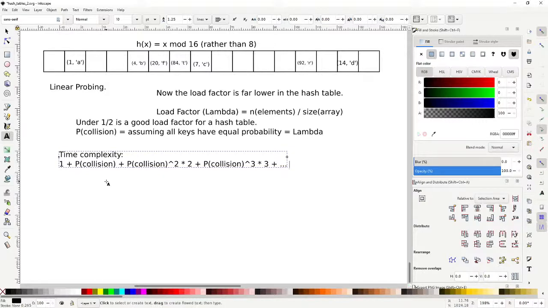And the reason why it's going to be like this is because of the cost. And now we're assuming that collisions are independent. So if collisions aren't independent, or the load factor is too high, and this number is too close to 1, then we're going to end up with a major problem. But yeah, basically this is the expected cost of an insert or find.